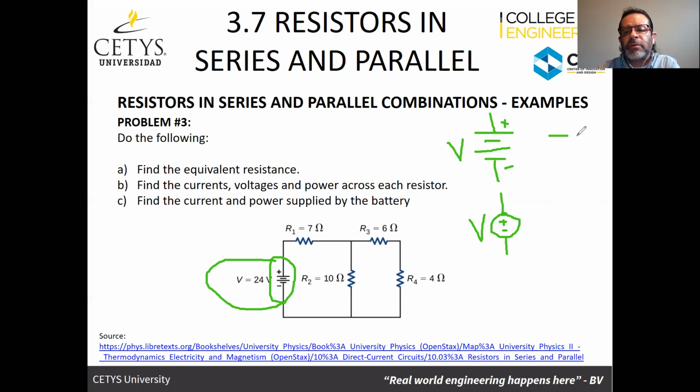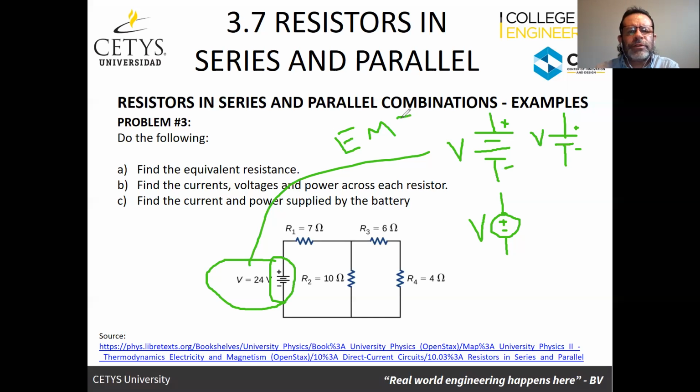Another way of representing a power source is like this, just with 2 bars of different sizes. Notice that one bar is larger than the other. It's not like a capacitor where the 2 are the same. So these are different ways of representing power sources or EMFs. Remember that these are all EMFs, or electromotive force generators. They're the power supplies.